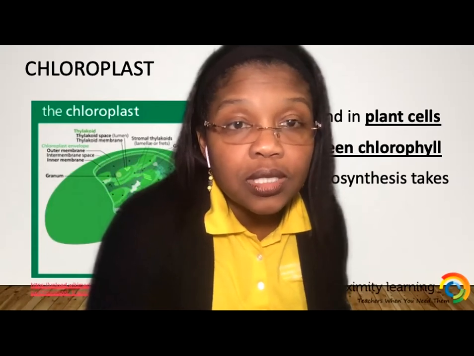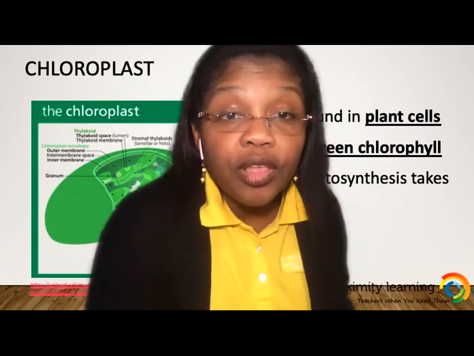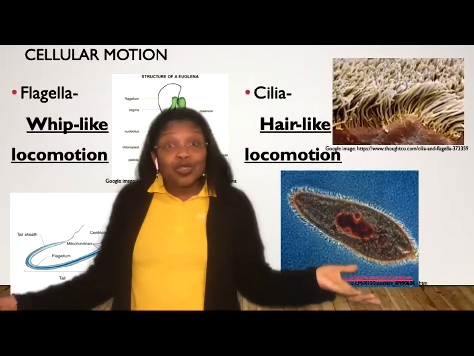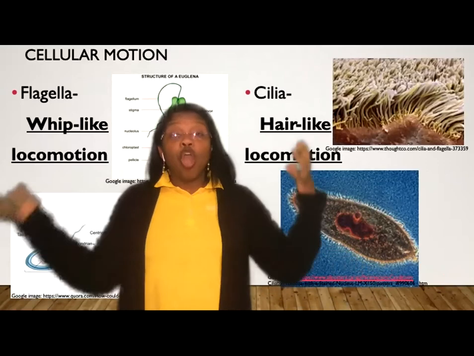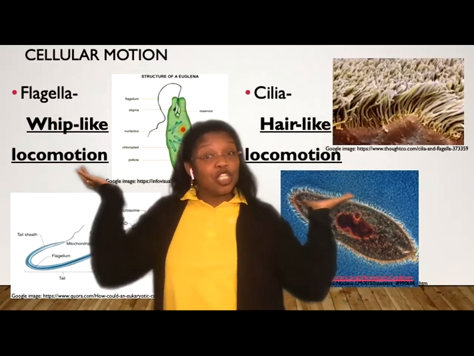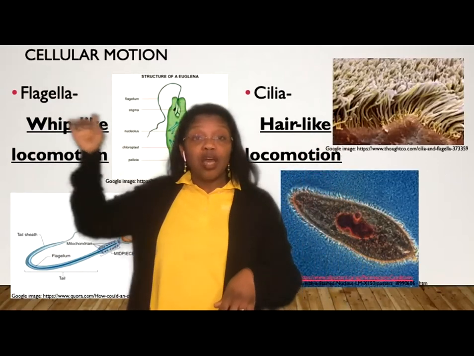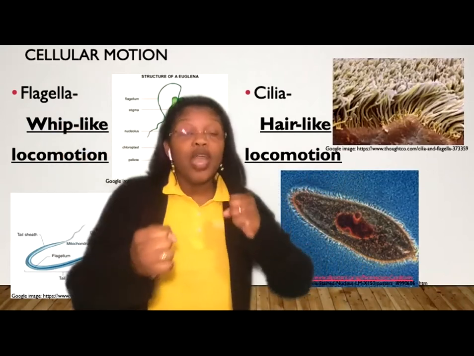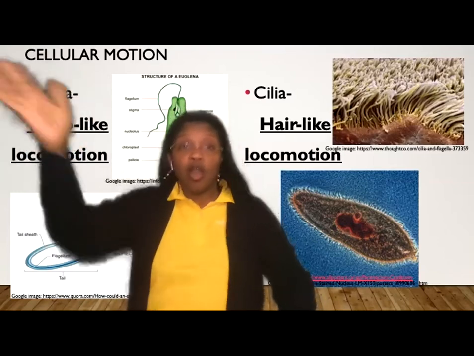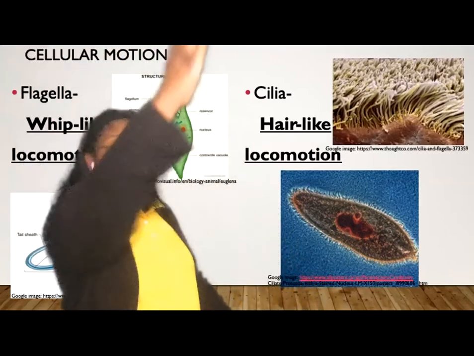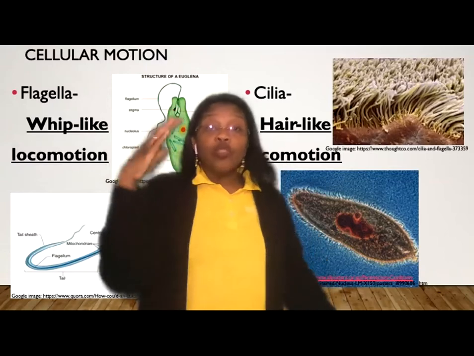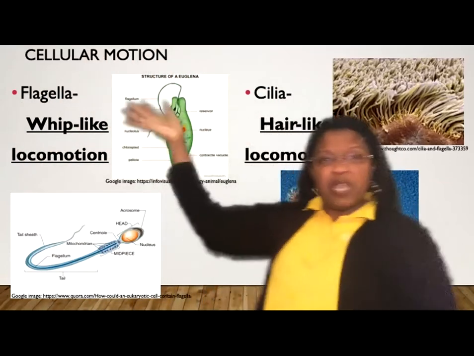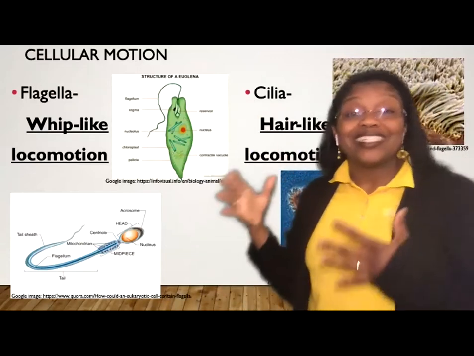Okay, now one other thing to talk about is cellular motion. So sometimes cells want to move. There are a couple of different ways that cells can do that. They can have something called a flagella, which is a whip-like locomotion. Locomotion means to move, and it moves by means of a whip. If you can think about that whip doing a side-to-side motion, it can also do a spinning motion. The whole point is it gets the cells moving.